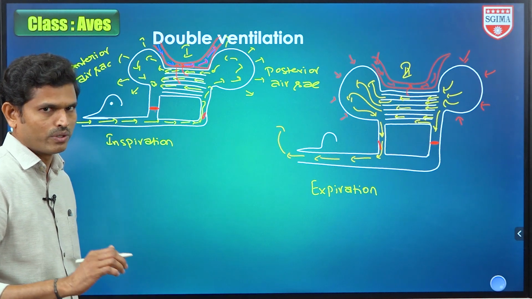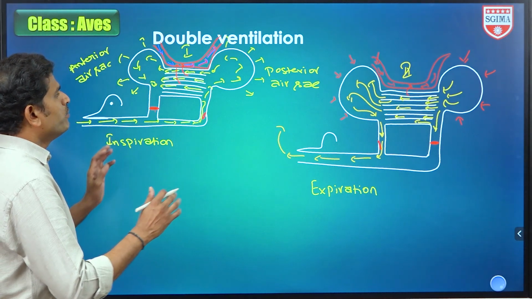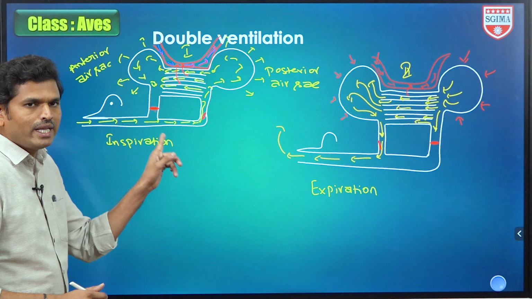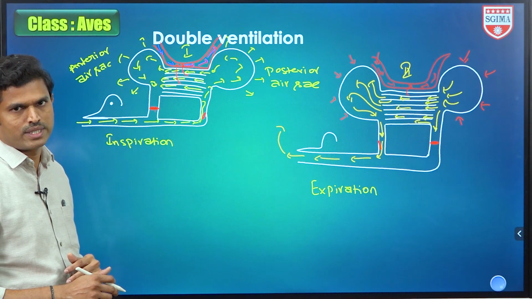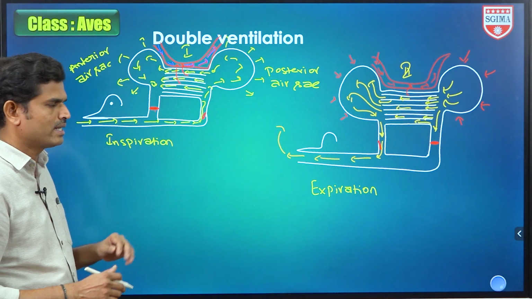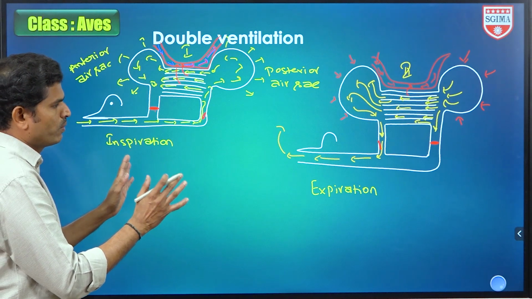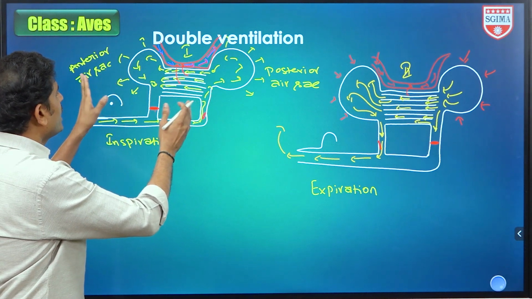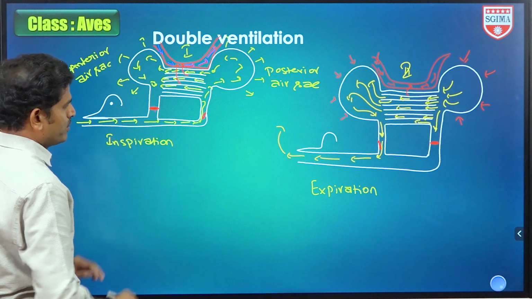Once again, I am going to revise this. In birds, actually 9 air sacs will be there. Already we saw the anterior and posterior air sacs. In between them there are a few more, but what is important for us are the posterior and anterior air sacs. So this is a rough diagram.